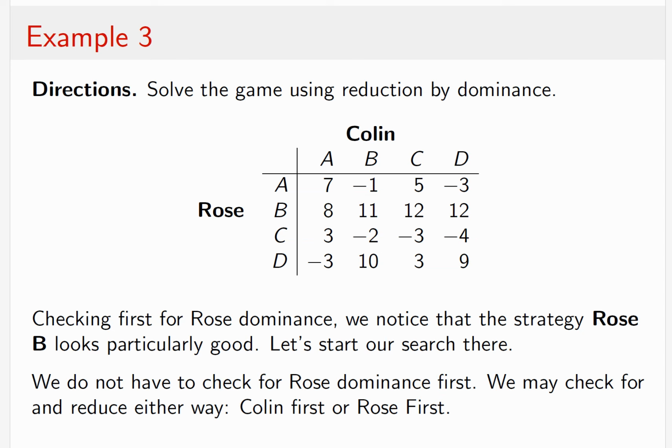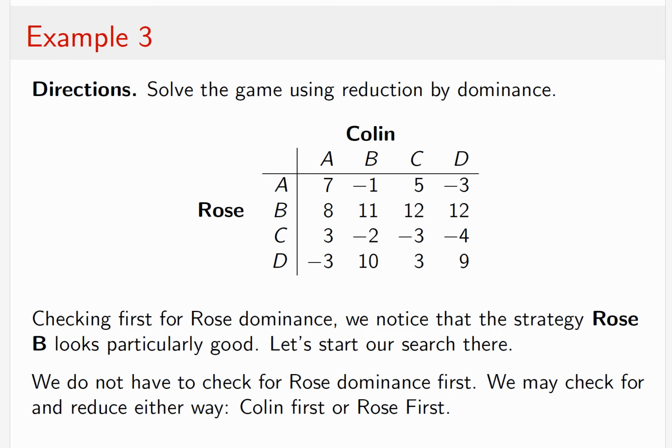Notice that we don't necessarily have to check for Rose dominance first. I tend to. Why? Well, because Rose is maximizing, it's easy for me to think of dominance; my brain thinks of dominance in terms of the big numbers. So I tend to look for Rose dominance first. And then Colin minimizing, it takes my brain a couple of seconds to wrap my mind around that. But you can check for Colin dominance first. If you find any dominance at all, you get to reduce. You get to eliminate the strategy that's dominated because of the rational play principle that we talked about last time.